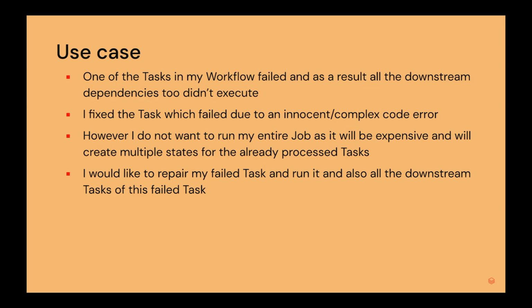Now, there are multiple reasons for that. One, state. I mean, the previous tasks, when they ran already, there's no point in rerunning them because the state has been modified. That's one. And two, time and money. I mean, if you're going to rerun the same job again and again, the downstream SLAs will go for a toss, that's one, and also it will be expensive. So my essential goal is, I would like to repair my failed task and run it, and also all the downstream tasks of this failed task.